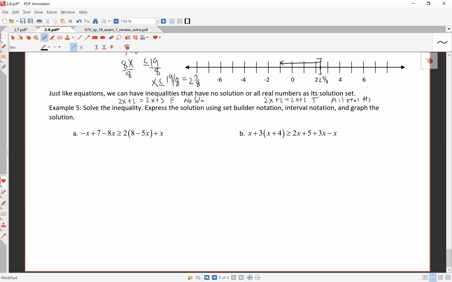Same thing for inequalities. If the coefficients of the variable match and you get a true statement, all real numbers. If the coefficients of the variable match and you have a false statement, it's no solution.